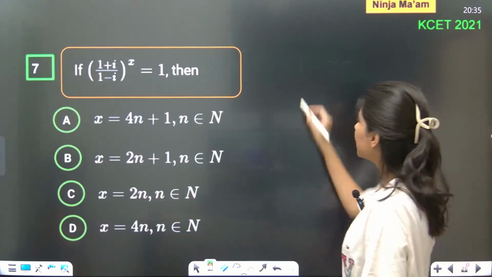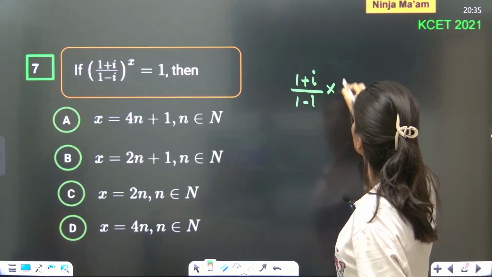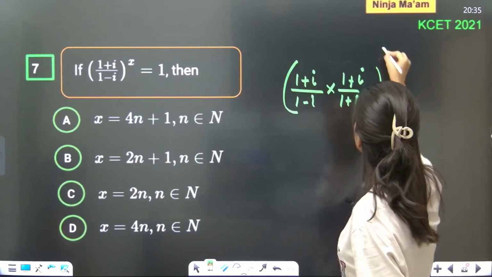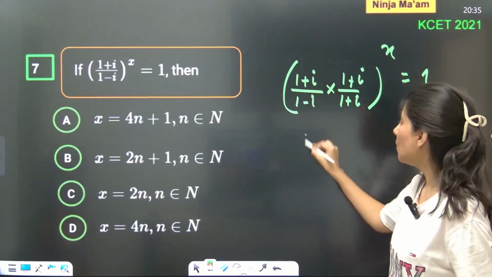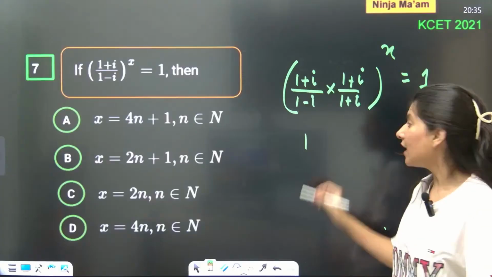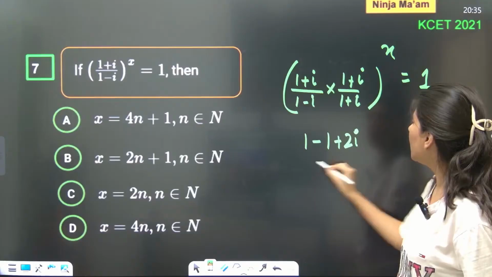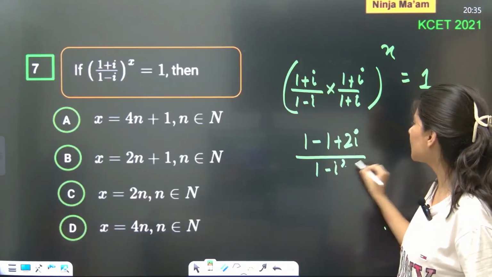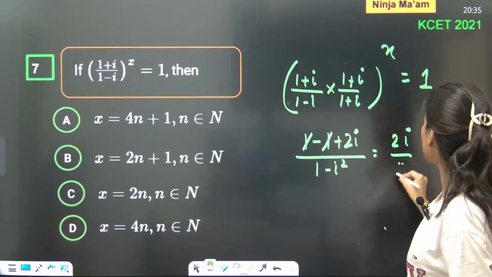Okay, so (1 plus iota upon 1 minus iota) into (1 plus iota upon 1 plus iota). I am rationalizing it, power x is equal to 1. (1 plus iota) whole square over 1 square plus iota square. Iota square is minus 1. Plus 2 iota upon 1 minus iota times 1 plus iota is 1 square minus iota square. So this is nothing but 2 iota, and this is 1 plus 1, 2.